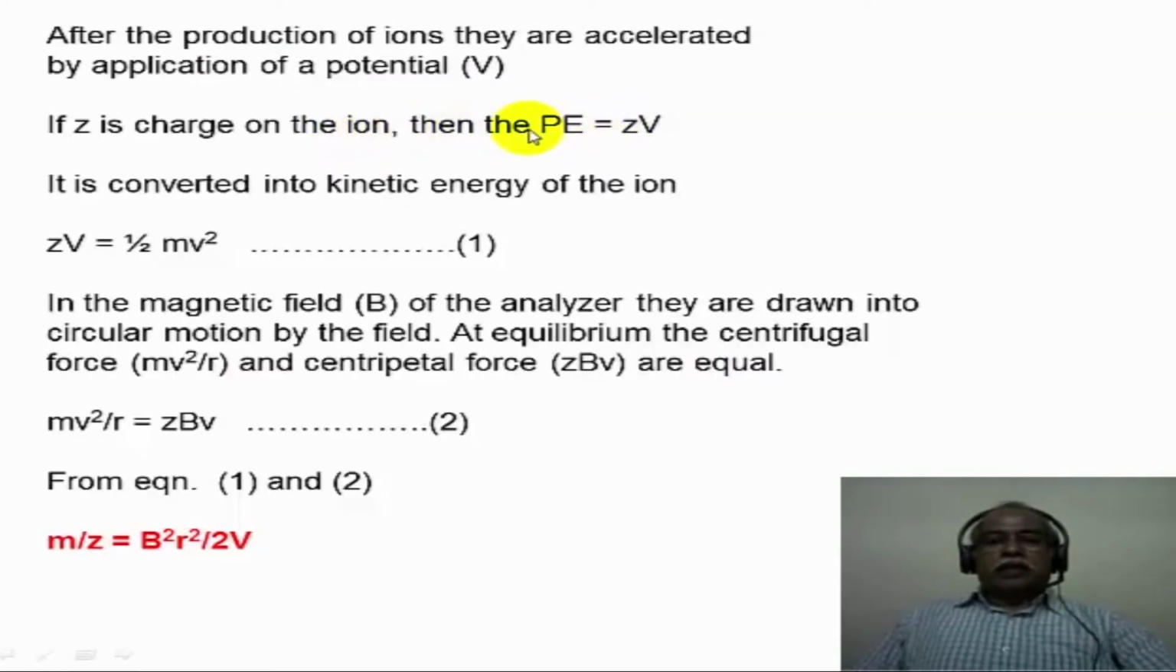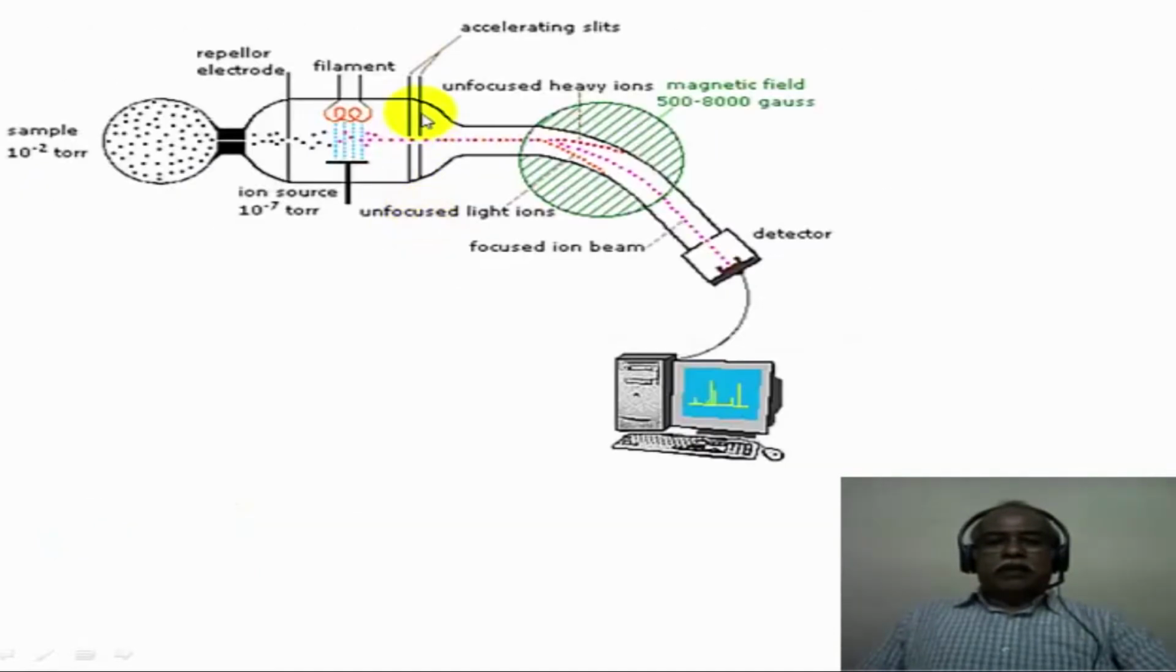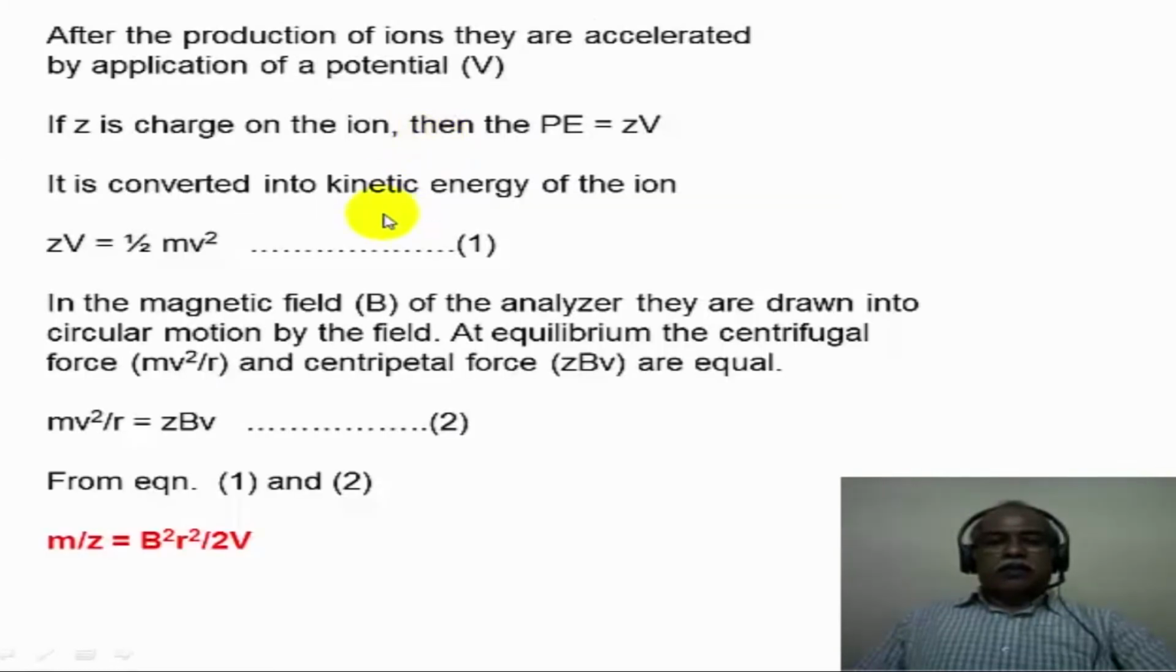So the potential energy of the ions that are produced under the acceleration voltage of V essentially corresponds to the charge times the potential, which is ZV. Now it is converted into the kinetic energy of the ion during the course of the acceleration. The potential energy gets transferred into the kinetic energy. So the ZV actually becomes half mv square during the process of acceleration.